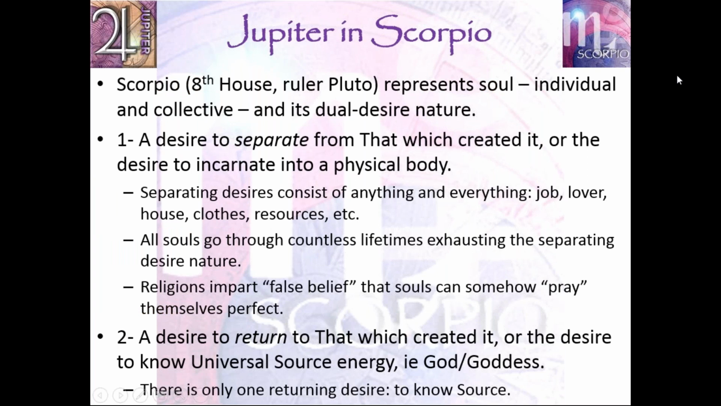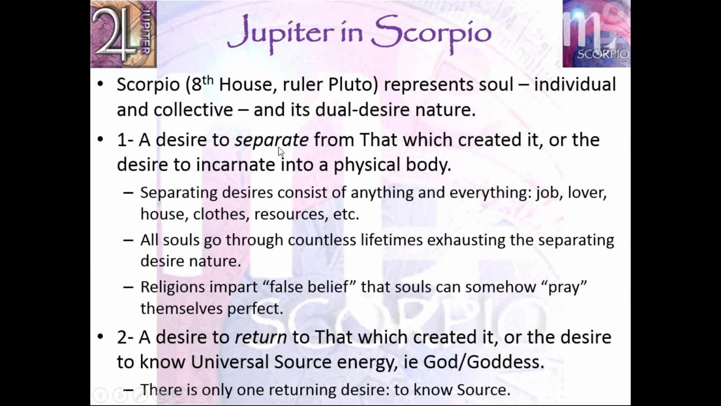Jupiter in Scorpio. Scorpio and its 8th house, both ruled by Pluto, represent the soul, that immutable consciousness, unconsciousness that exists from lifetime to lifetime beyond the body. And so this archetype represents the soul on both an individual and a collective level. And within the soul, there is what evolutionary astrology calls the dual desire nature.